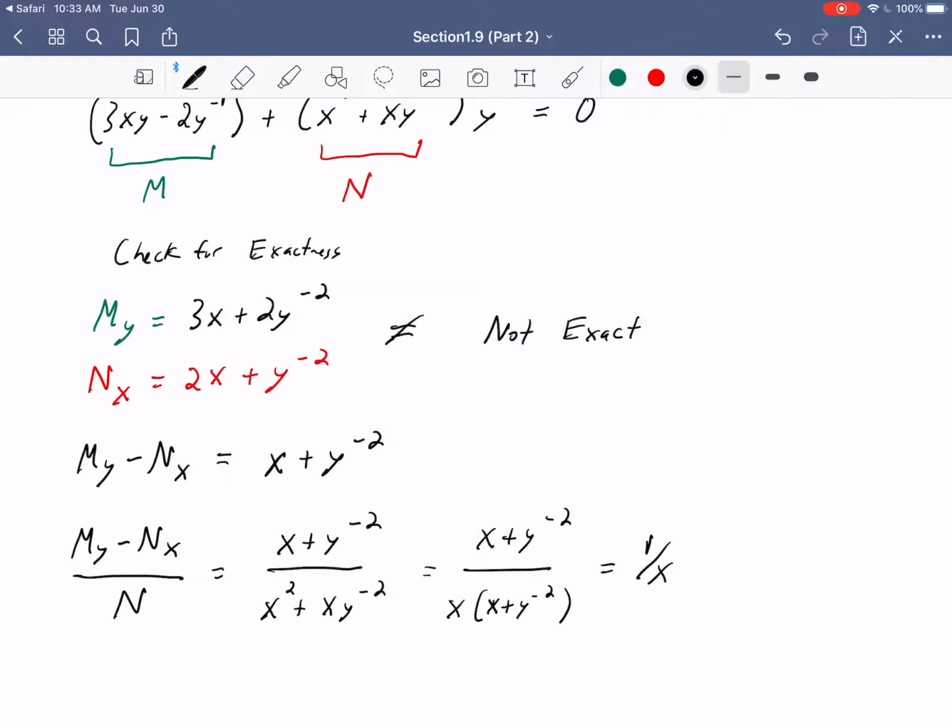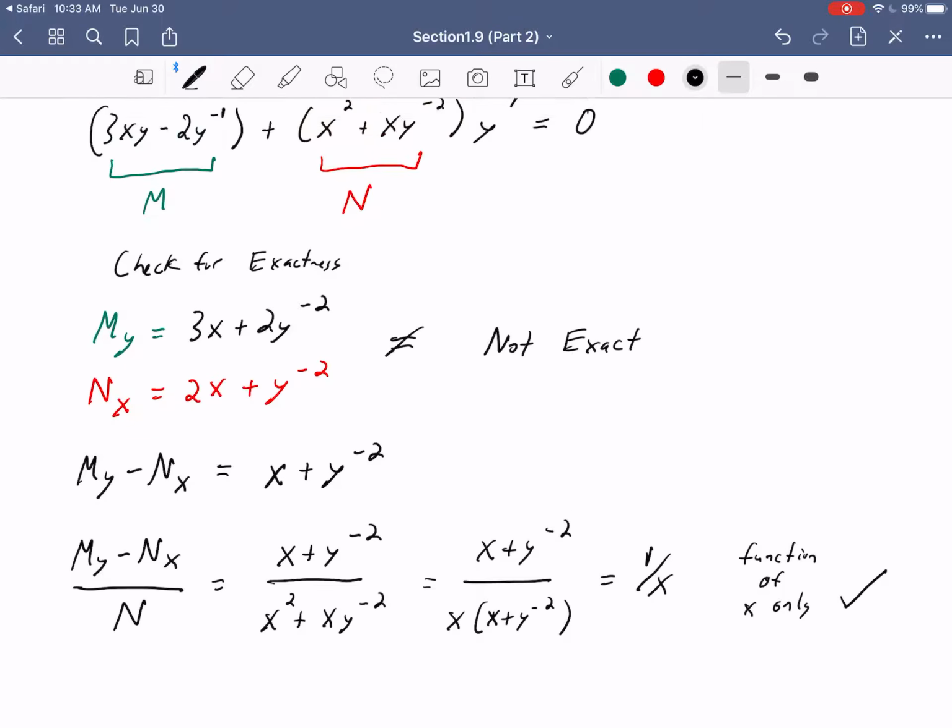And notice this is a function of x only. That's exactly what we wanted. If you want, you can try doing my minus nx over m, and you'll sort of get stuck. You won't be able to reduce it to a function of y only, so that would be the incorrect approach in this one. In this case, we want to look at this expression, show that it's a function of x only. Is this our integrating factor?